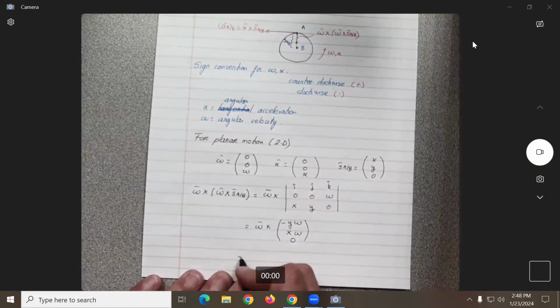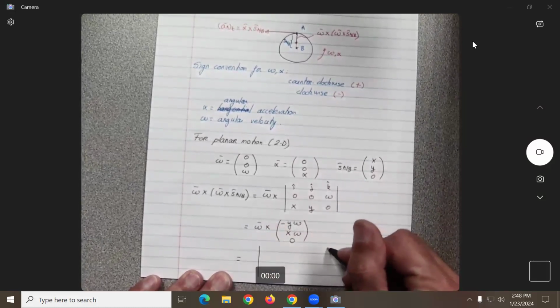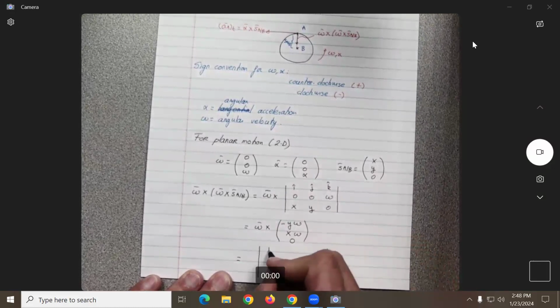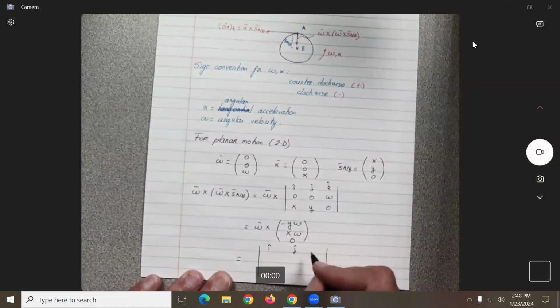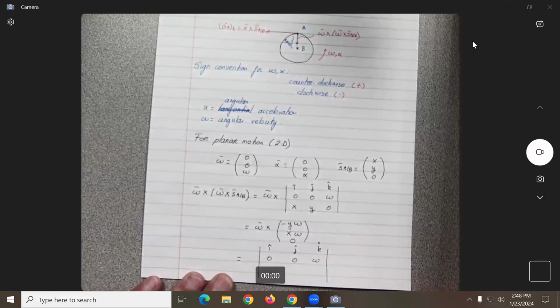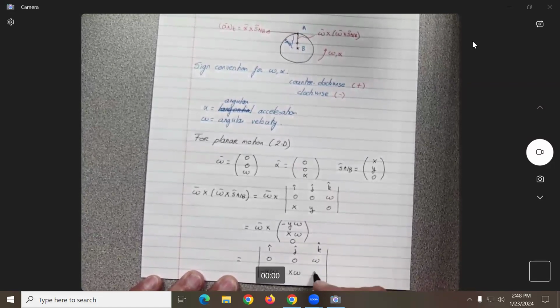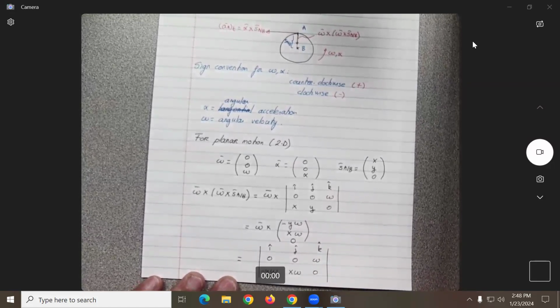Okay, so now I do this cross product over here. i, j, k. What am I going to get over here? What do I need to do here? 0, 0, omega, no? What will I have on the last row? Minus y omega, x omega, and 0.